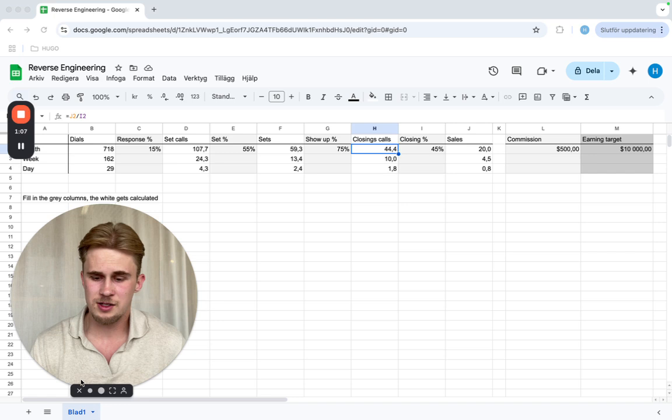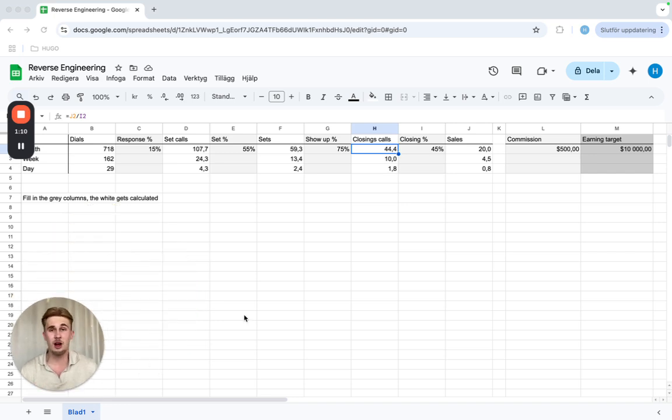This sheet is made mainly for hybrid sales reps, so sales reps that set their own calls. That's the way I did it, and that's the way my team does it. But it definitely works for setters, definitely works for closers, and especially for sales managers as well, if you want to identify bottlenecks in your sales process. So what you do is you start off by filling out the gray columns. Number one, your earnings target, the commission, and then the closing rate, the KPIs, the show up rate, the set rate, and the response rate. Okay, so I'm going to go into what all of these mean.